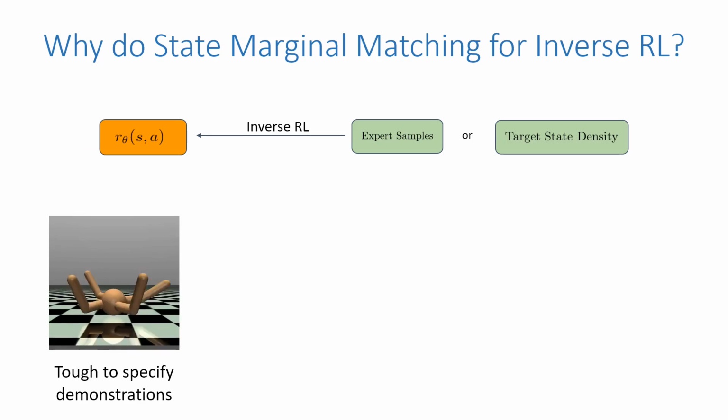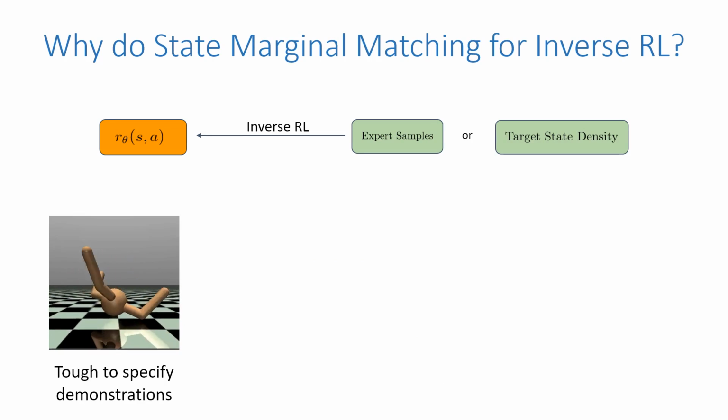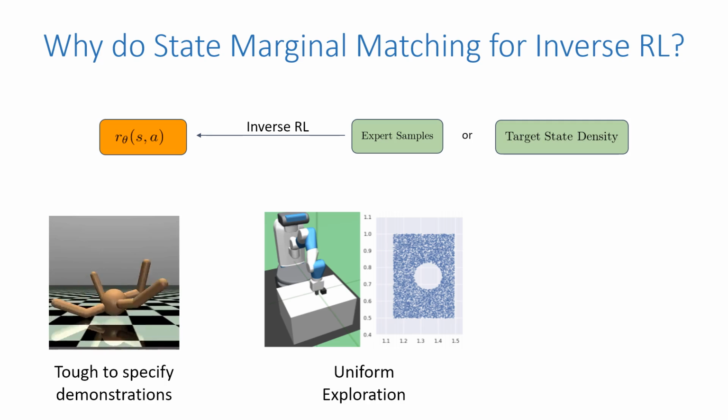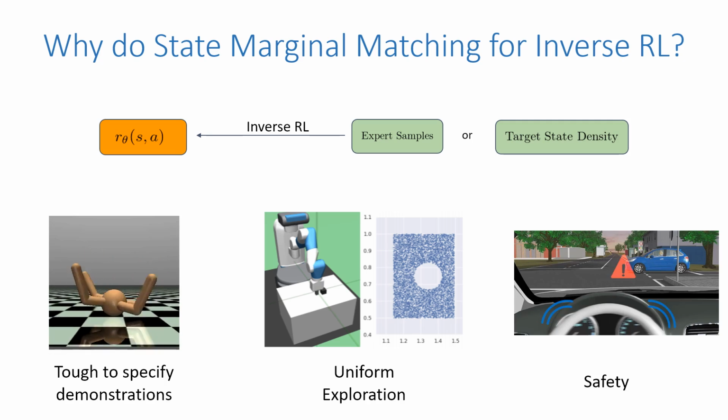Specifying a state marginal can be easier than giving expert trajectories for several tasks. For example, in complex robots like the ant, it might be difficult to obtain expert trajectories. For uniform exploration, we can specify a uniform density over the entire state space as the state marginal. We can also encode safety trivially by setting the density of unsafe states in the environment to be 0.